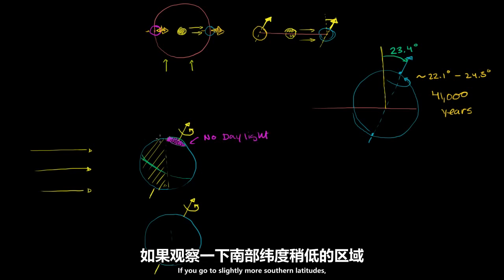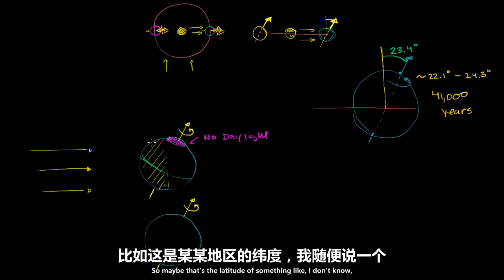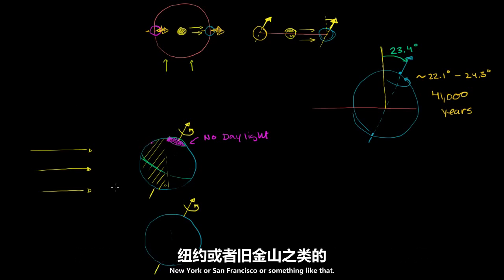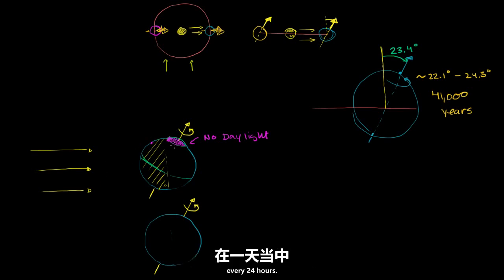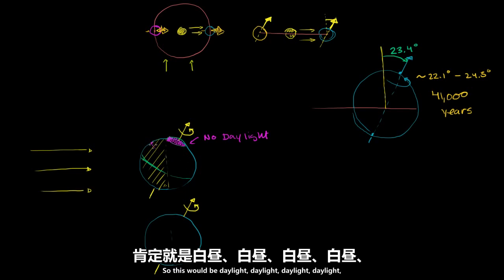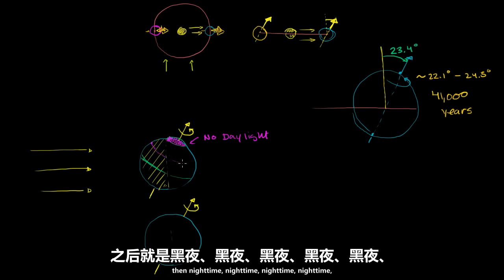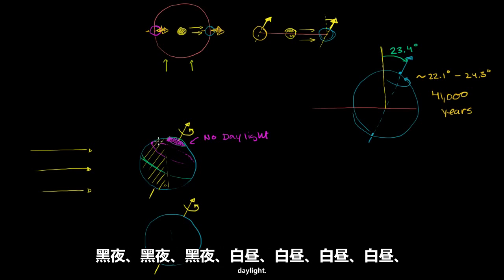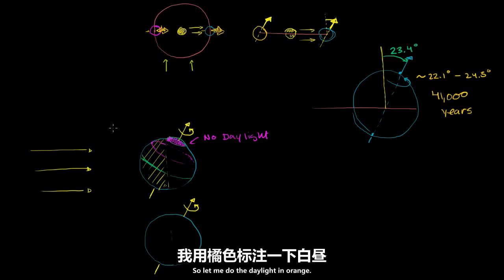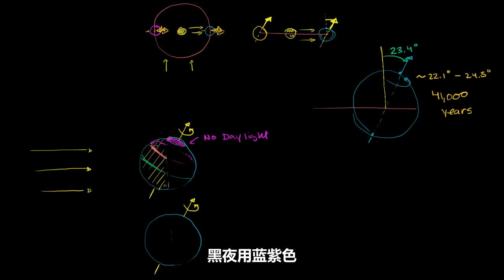If you go to slightly more southern latitudes, so let's say you go over here, maybe that's the latitude of something like New York or San Francisco, let's think about what it would see as the Earth rotates every 24 hours. So this would be daylight, daylight, daylight, daylight, then nighttime, nighttime, nighttime, nighttime, nighttime. This is now going behind the globe. Nighttime, nighttime, nighttime, nighttime, nighttime, daylight, daylight, daylight, daylight. So let me do the daylight in orange. So daylight is in orange. And then nighttime I will do in this bluish purplish color.